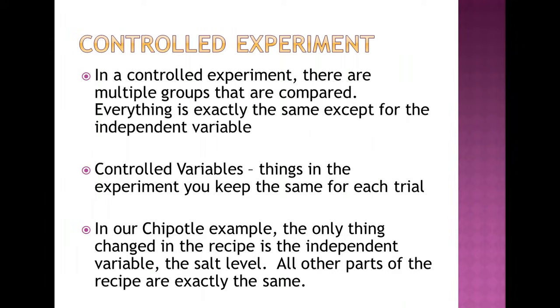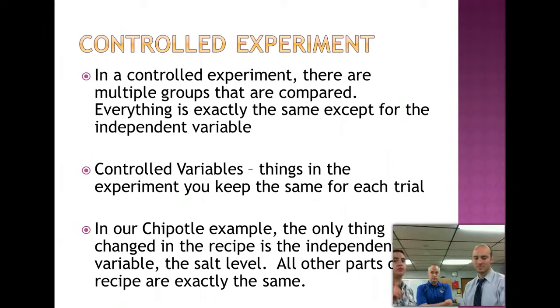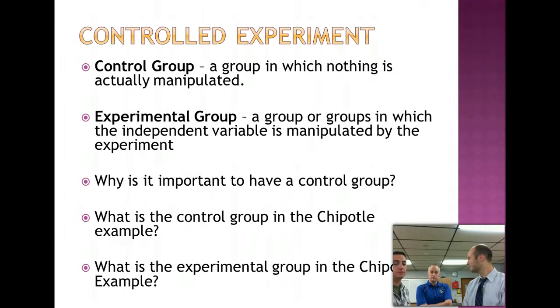So in our Chipotle example, that was like the same type of rice, the cilantro, the lime, the salsa. Everything else that was in there is exactly the same. The only thing that gets changed is the independent variable, which is the amount of salt. So controlled variables stay the same across the board for everything. Independent variable, the one thing you're testing. And that allows you to compare. So if something is changed, like the salt, and you get a result, you have a better chance of linking it to that change.